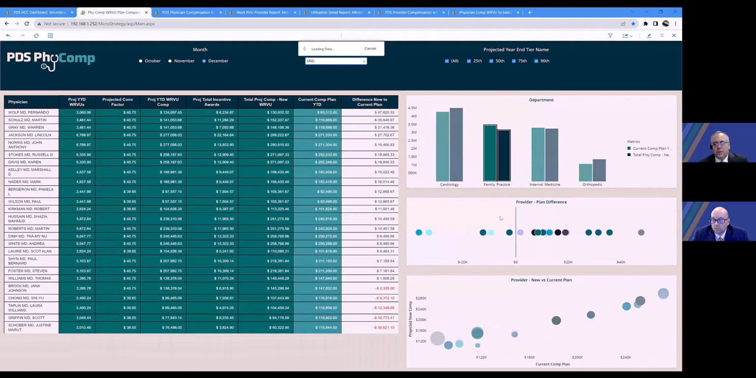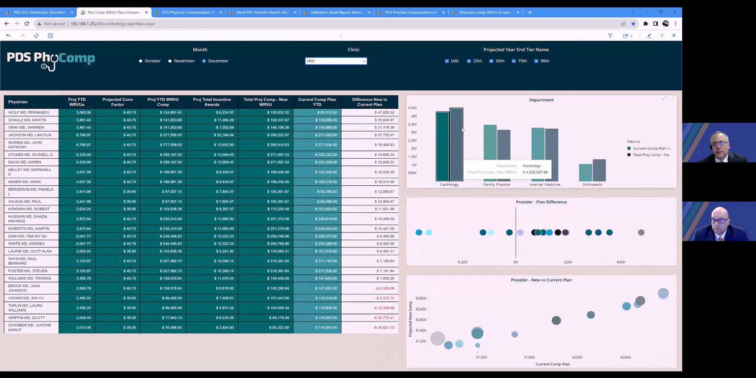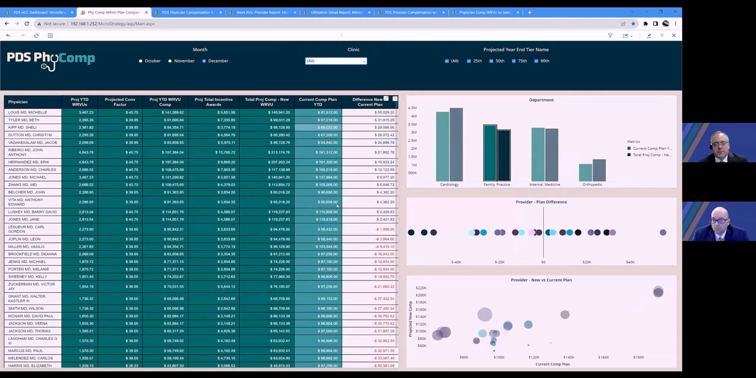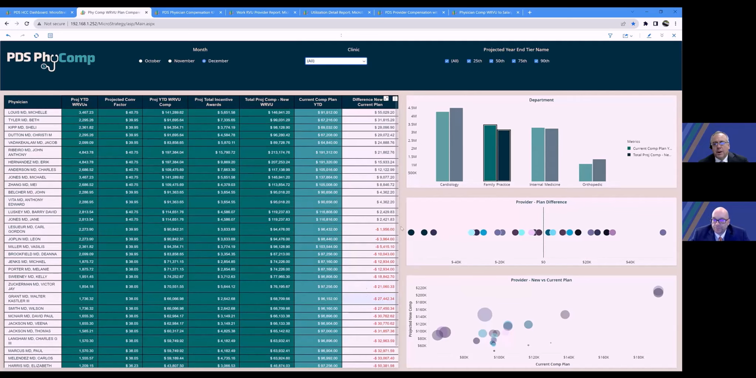Maybe we want to look at cardiology or we want to look at family practice, and we can start to see cardiologists would benefit. They're going to see an increase in the new plan, with a few of the bottom performing physicians seeing a decrease. But if you look at family practice, and this may not be a good plan, especially today, we can see there's quite a huge impact on those bottom performers.